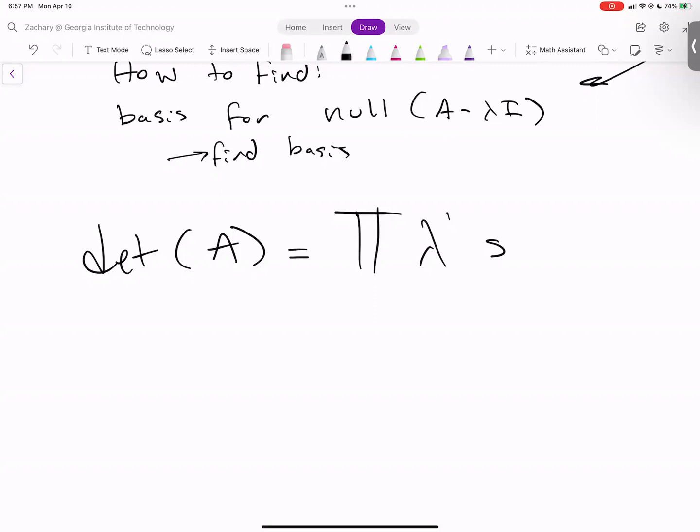Is that true even if A is bigger? Yeah, always true. And one thing to note is you must count multiplicity.